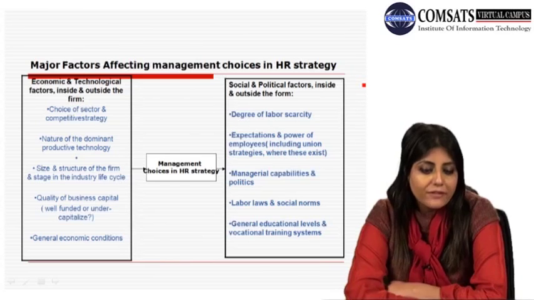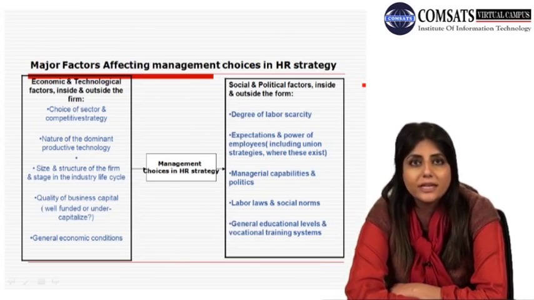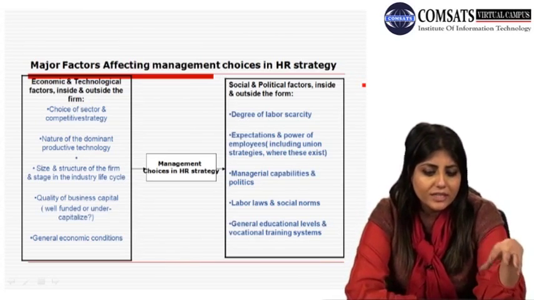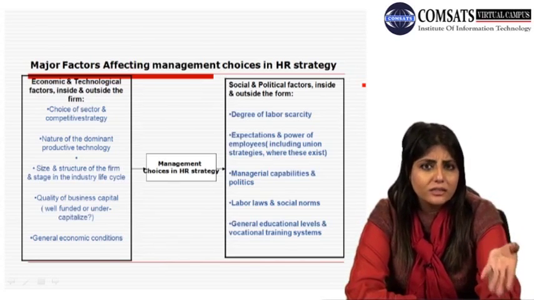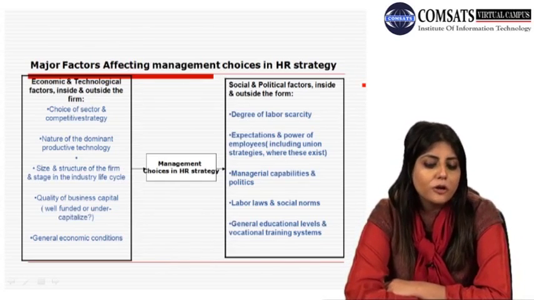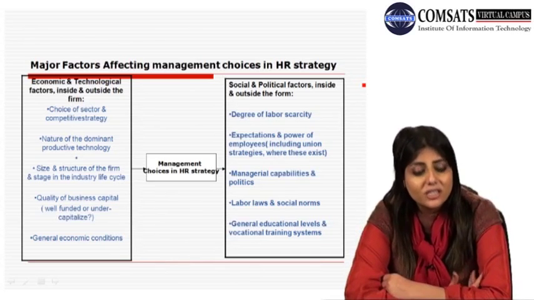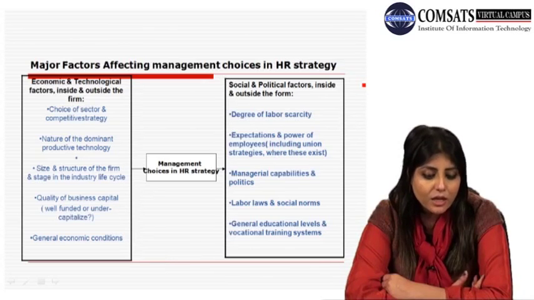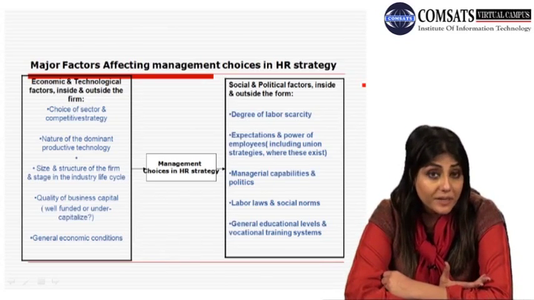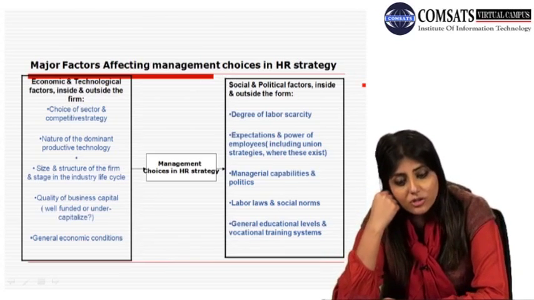Here we see that there are a number of factors that are affecting the management choices in HR strategy. We have the economic and technological factors inside and outside the firm, and we have the social and political factors inside and outside the firm, right? All these factors are more or less similar to what we have done in the external and internal assessment, or mainly in the external assessment, such as what is the competitive strategy of the firm, what is the sector in which it is operating, what is the nature of the dominant technology that it is using, what is the size, structure and stage of the firm in the industry life cycle, and what is the quality of business capital, how much is funded, how much is capitalized, that is how much it is taking from the banks, for example. Then general economic conditions prevalent.